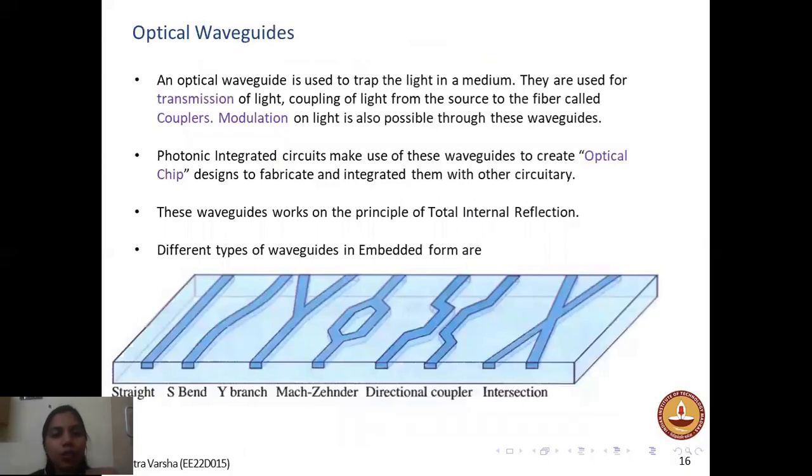An optical waveguide is used to trap light in a medium. Waveguides are used for transmission and modulation of light. Photonic integrated circuits make use of these waveguides to create an optical chip. These waveguides work under the principle of total internal reflection. Here you can see the different kinds of waveguides in an integrated circuit format.